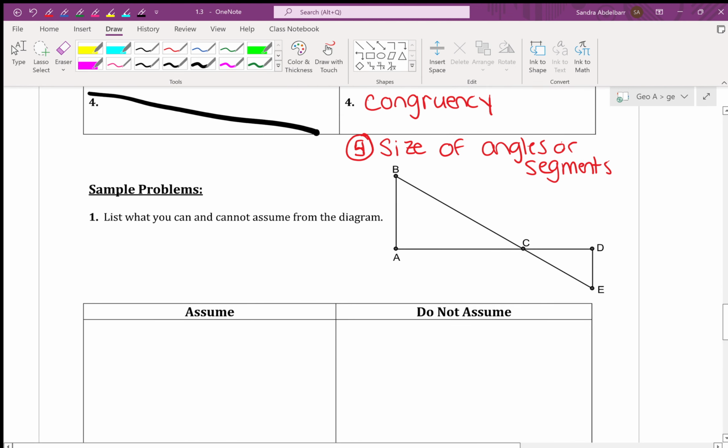All right, I'm going to give you a statement, and you're going to do thumbs up if we can assume it. You're going to do thumbs down if we cannot assume it. So first statement, angle ACD is a straight angle. Thumbs up or thumbs down? Good, thumbs up. Let's write that. We can assume that angle ACD is a straight angle.